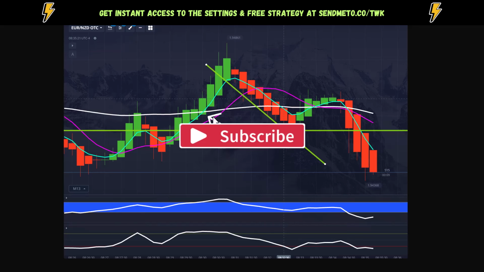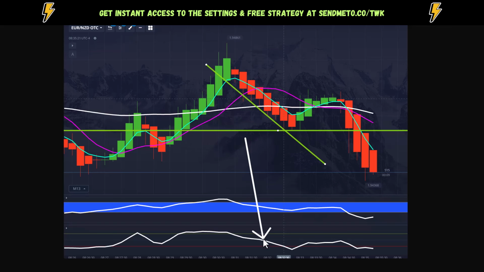White line in the middle. This is the 55 SMA. We have two moving averages, the CCI and the Williams. All of the settings are found inside of Telegram, so you should probably go there. It's free.